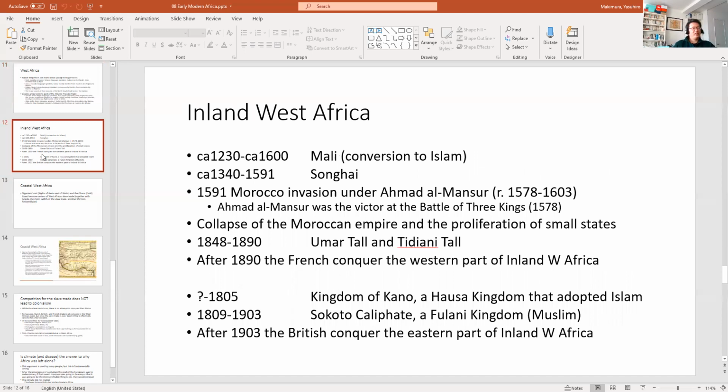So these are the details of inland West Africa. I talked about the broad picture there, but here are the details. The Kingdom of Mali is the first kingdom to expand and conquer huge parts of inland West Africa. And Mansa Musa is probably the famous emperor. I'm pretty sure I talked about him in the previous lecture on Africa. And this is the start of the conversion to Islam, right? After the Mali Empire declines, the next dominant empire is the Songhai Empire.